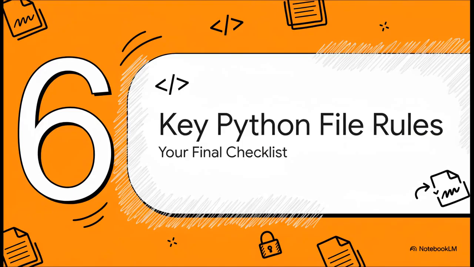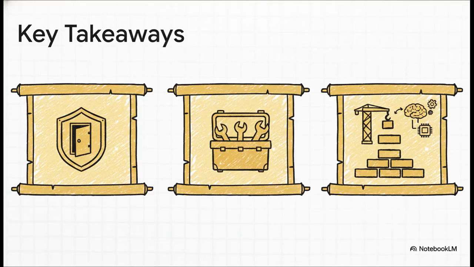We have covered a ton of ground, so let's boil it all down to a final checklist of the most important rules you need to remember. Here are the 3 golden rules. 1, always, and I mean always, use the with statement. It's just safer and it takes care of the cleanup for you.